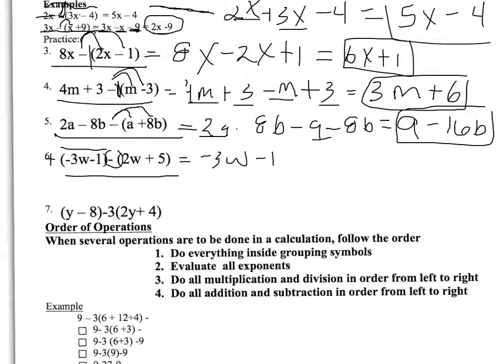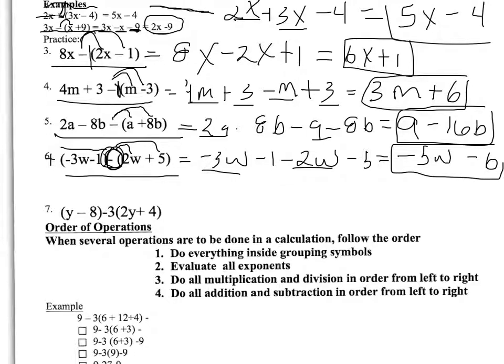Although there is the negative here, so we're going to have to distribute that through. Negative times a positive 2w, negative 2w. Negative times a positive 5, negative 5. Now, combine these up. Negative 3w minus 2w gives us a grand total of negative 5w. And negative 1 minus 5 gives us negative 6. That's the answer we're looking for. So we got one more of these, and I'll cut it, and we'll pick it back up with order of operations.